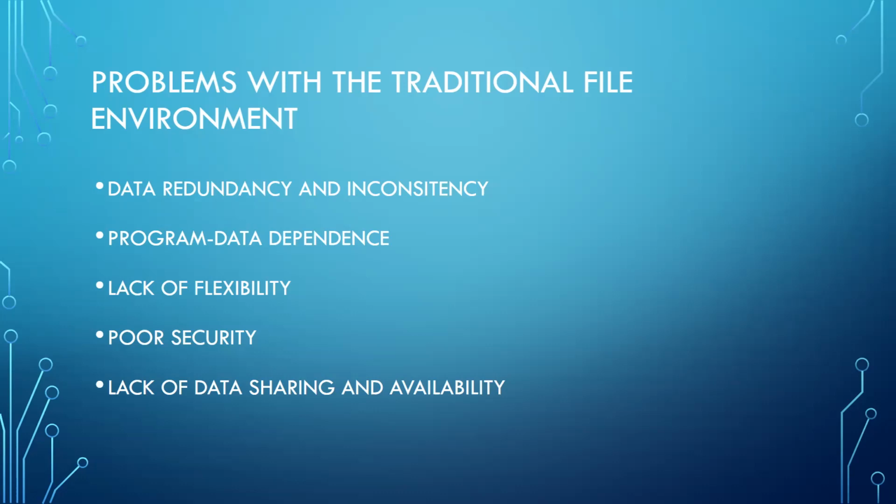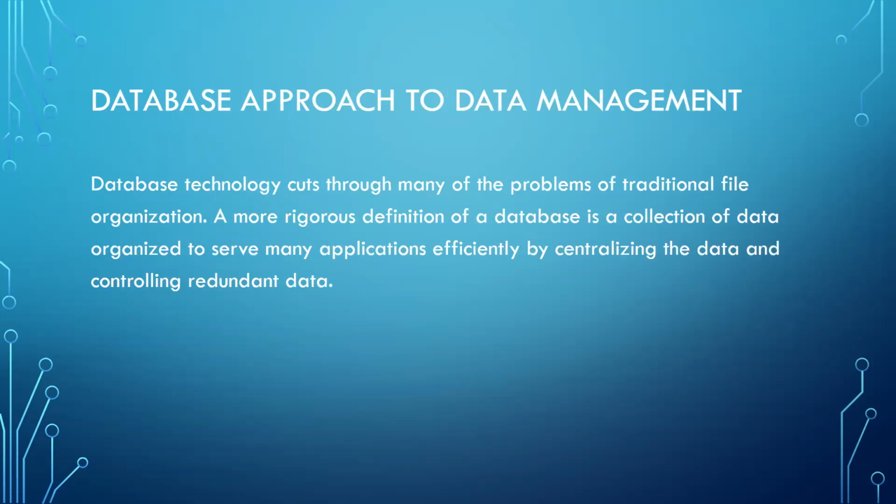So next we have also the lack of data sharing and availability. Because pieces of information in different files in different parts of the organization cannot be related to one another, it is virtually impossible for information to be shared or accessed in a timely manner. So the requester may not want to use these systems because they cannot trust the accuracy of their data.